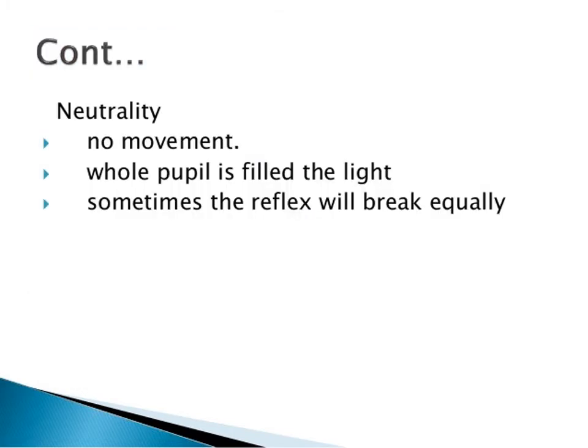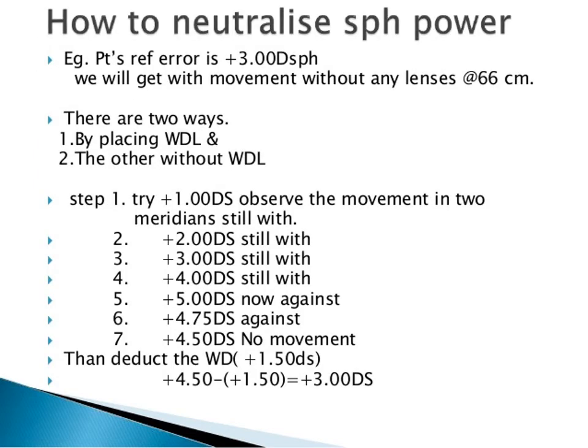Neutrality is the position where no movement is seen in the pupillary reflex. The whole pupil is filled with the light, and sometimes the reflex will break equally.